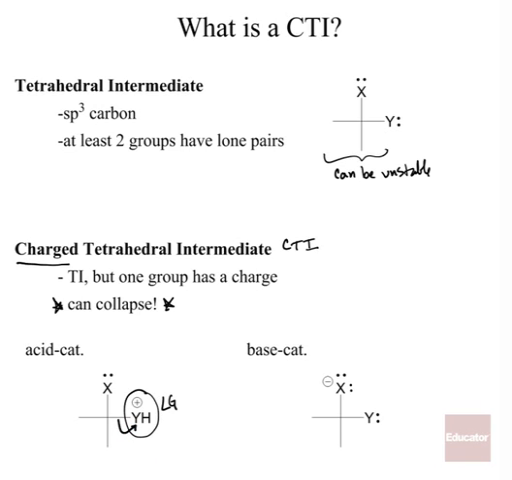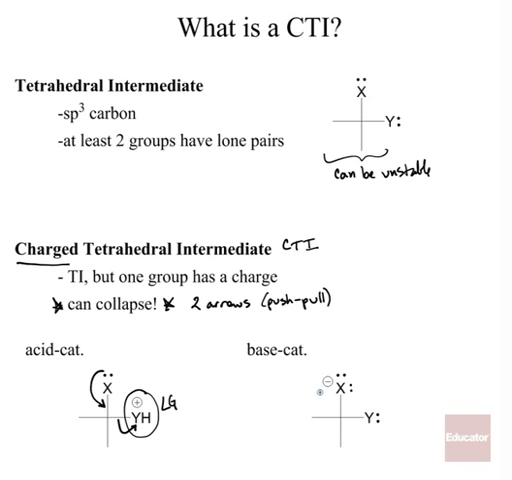Collapse of a CTI means the leaving group leaves, but it does so with assistance from that lone pair. So it can collapse. We have 2 arrows, and we describe this as kind of a push-pull relationship going on. The leaving group is pulling as usual and doing its leaving group thing, but you have someone pushing them out at the same time. This makes it a very favorable reaction.